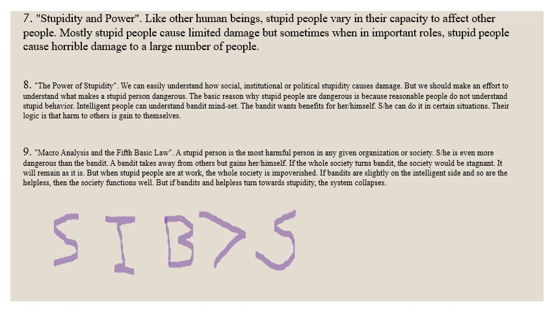So what he's saying is that in a society there are four kinds of personalities: the stupid, the intelligent, the bandit, and the helpless. If the bandits are slightly on the intelligent side, and the helpless are also on the intelligent side, the society doesn't lose much. But if the bandit and the helpless are towards the stupid side, then the society will lose.